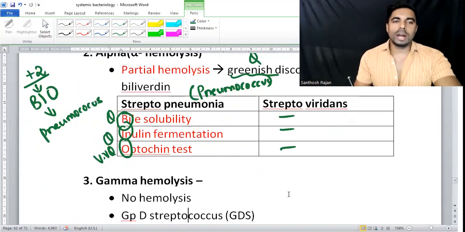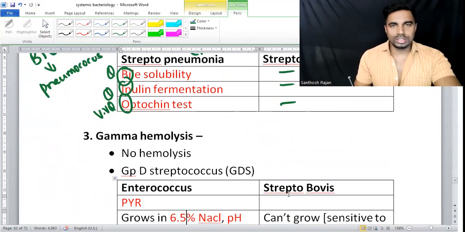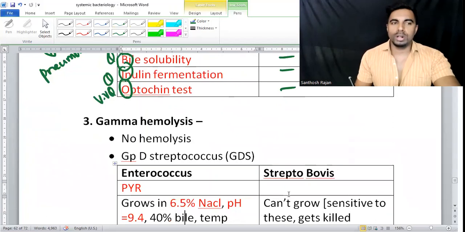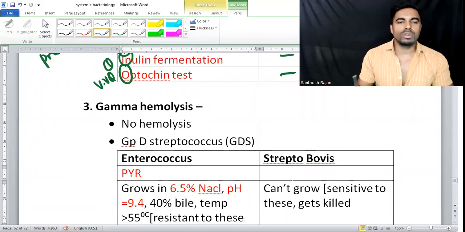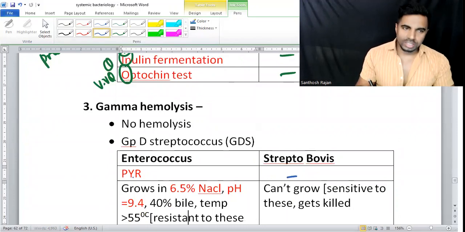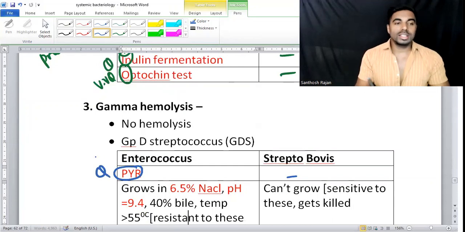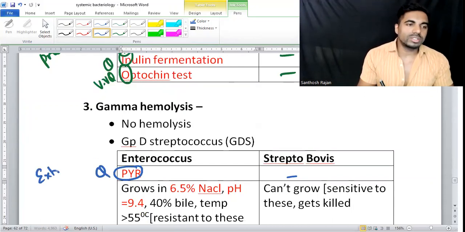That's it. Now gamma hemolysis means no hemolysis, and we also call it group D. Two organisms are important: Enterococcus and Streptococcus bovis. Bovis is not that important, but Enterococcus is important. Enterococcus also gives PYR positive. And the other thing is E for extreme. Remember, extreme.